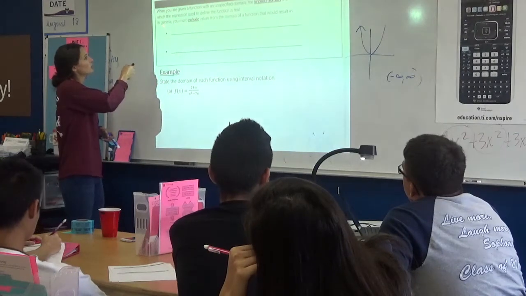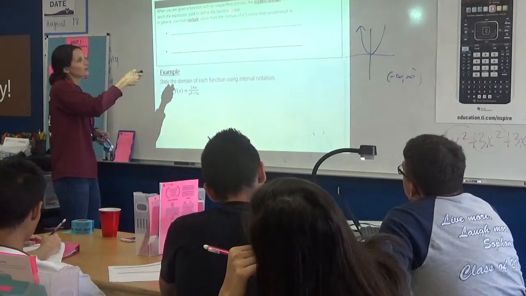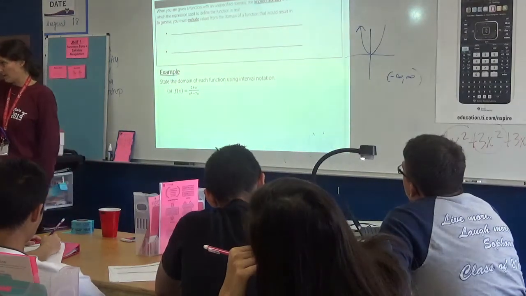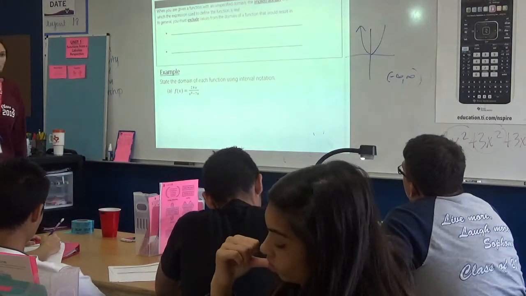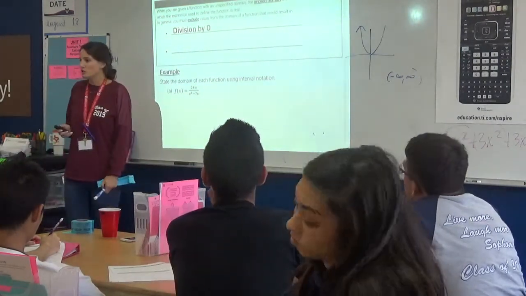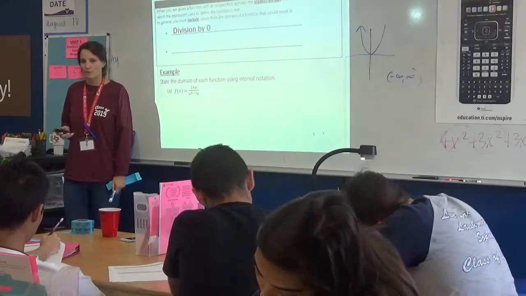Sometimes, in general, you must exclude values from the domain of a function that will result in two big things we're going to talk about. First issue you might have with a function is division by 0.